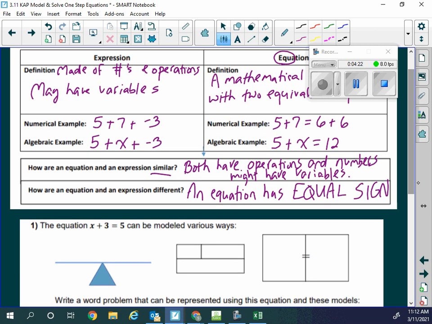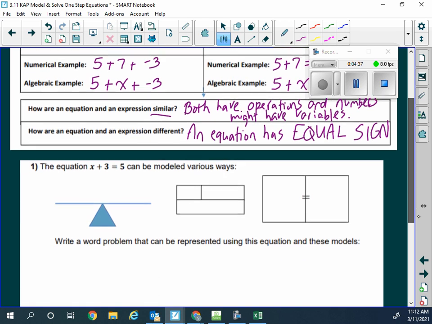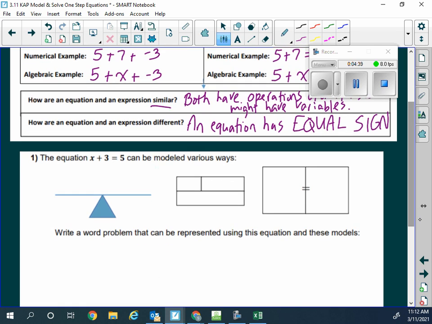Okay. Just like we started with expressions, we're starting with the model. Yes, we will move away from the models, but the model is a good place to start because you can see why the math is the way it is. All right? So I have 3 different kinds of models right here. X plus 3 equals 5. What do you think this first picture is? A scale. It's a scale. Like, where have you seen one of those?